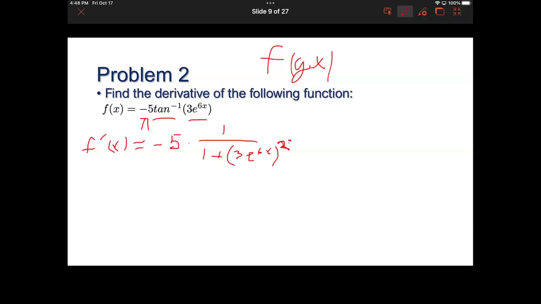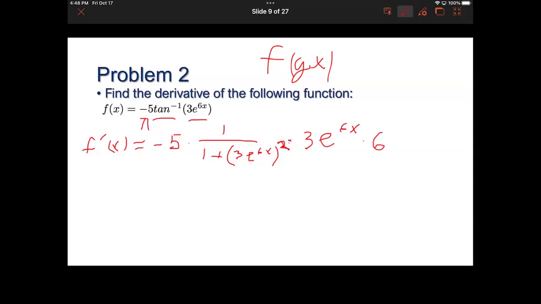Can anybody remind me what the derivative of e to the x is? e to the x. So we're going to keep our inside function the same, so that's going to be our 3e to the 6x. But this one's actually kind of a little tricky. Our e to the 6x is a chain rule within itself, because in e to the 6x, that 6x is its own function, where the e is like our mother function and the 6x is our baby function. So we need to find the derivative of that 6x, which is 6.